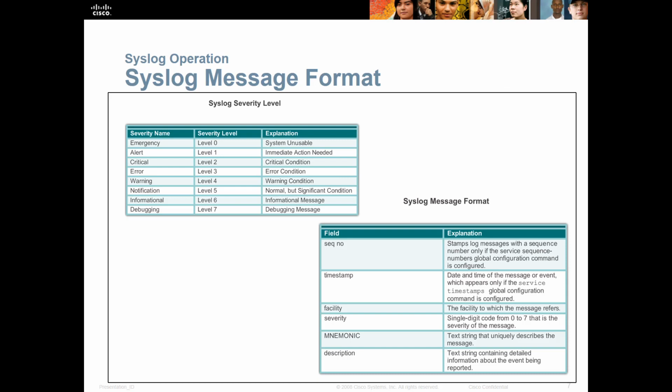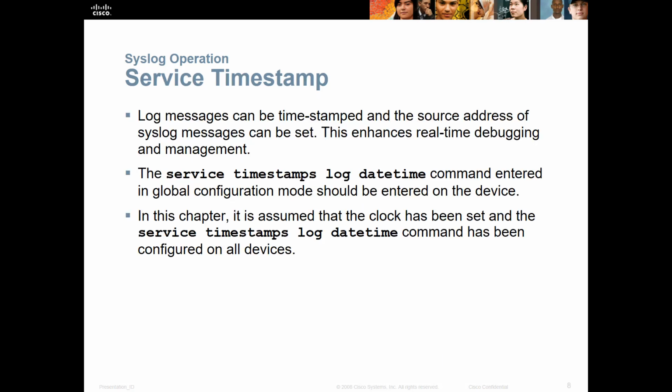Syslog message format normally will have a sequence number, a timestamp, a facility, severity, mnemonic, which is basically just a text string, the message, and a description. Service timestamp is also really important because depending on when the logs come in, understanding the way that the timestamps work is critical. Also, making sure that valid times are there is just as important.